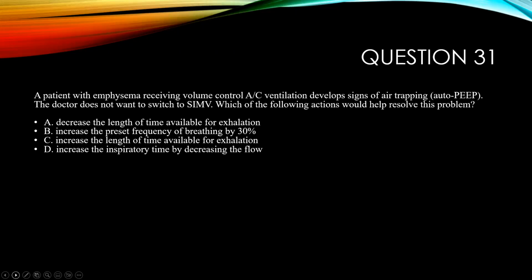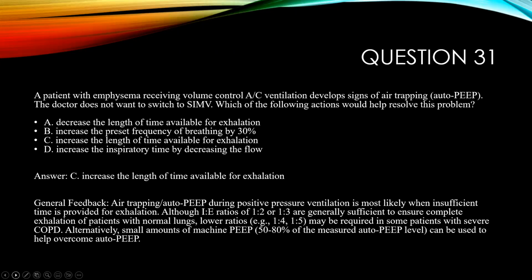Let's look at the correct answer. C, increase the length of time available for exhalation. Why? Air trapping, also known as auto-PEEP or intrinsic PEEP, during positive pressure ventilation is most likely when there's insufficient time for exhalation. Although I:E ratios of 1 to 2 or 1 to 3 are generally sufficient to ensure complete exhalation in patients with normal lungs, lower ratios are needed in others. And just to be clear on this, when we're talking about a lower ratio, a ratio is like a fraction.